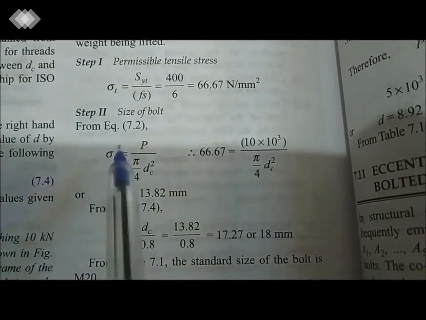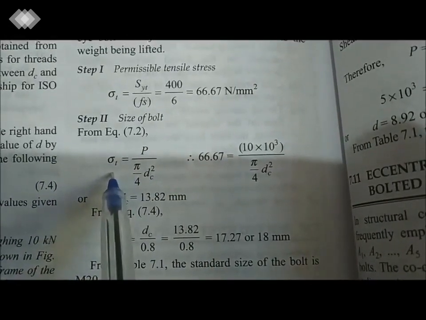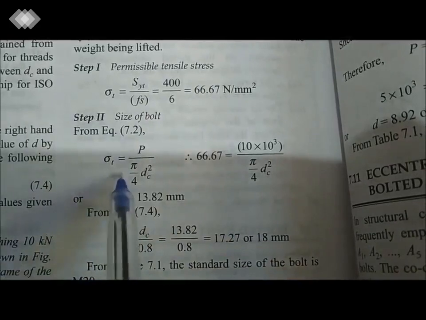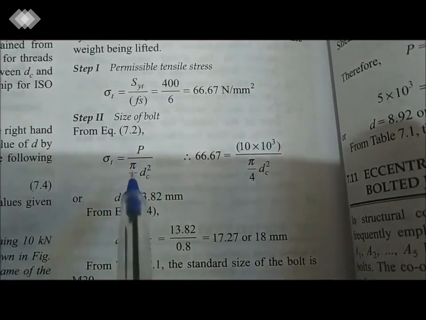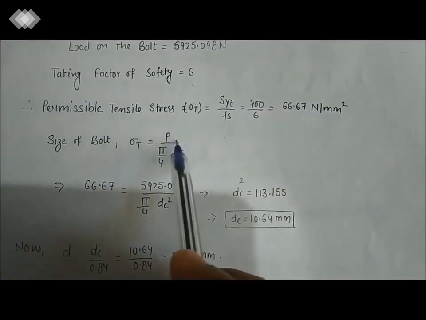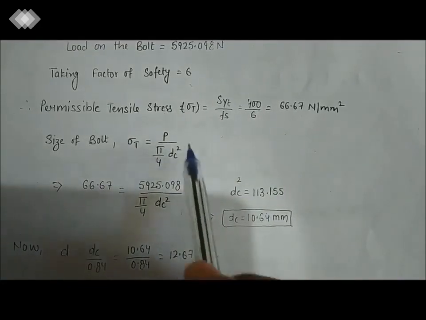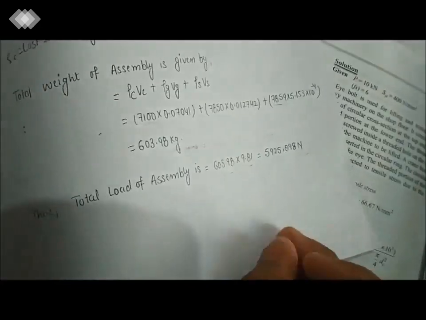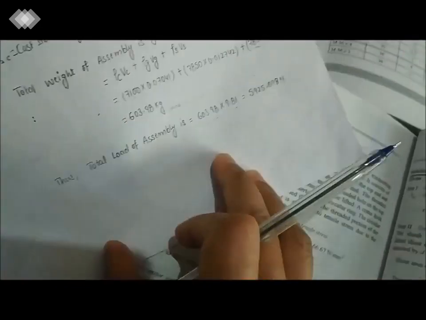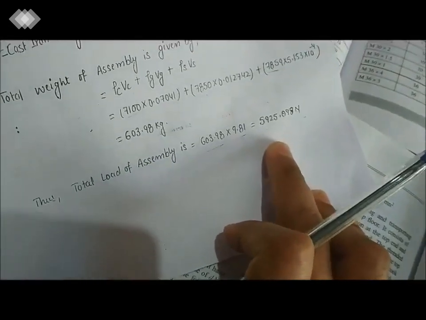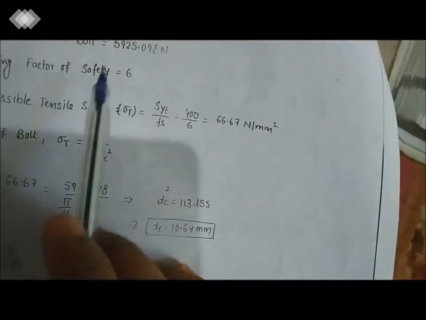Then the size of bolt. So size of bolt is equal to sigma T, that is permissible tensile stress, equal to P upon pi by 4 dc square. P is the load divided by pi by 4 dc square, dc is the minor diameter. So here we are already done with the calculation of total load of the assembly. So let's put that value over here.